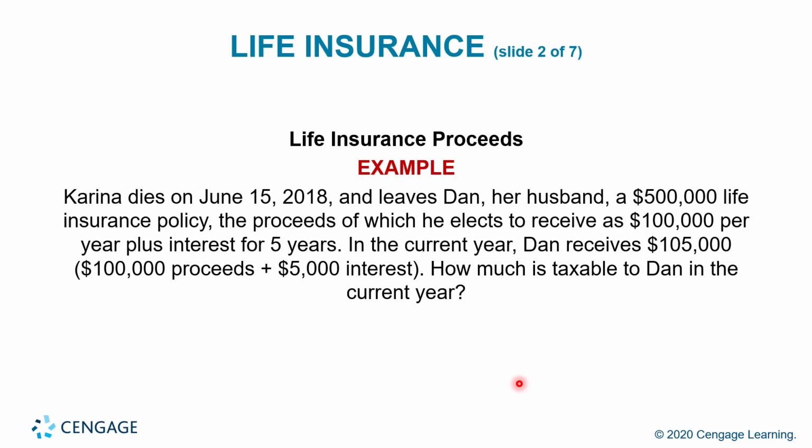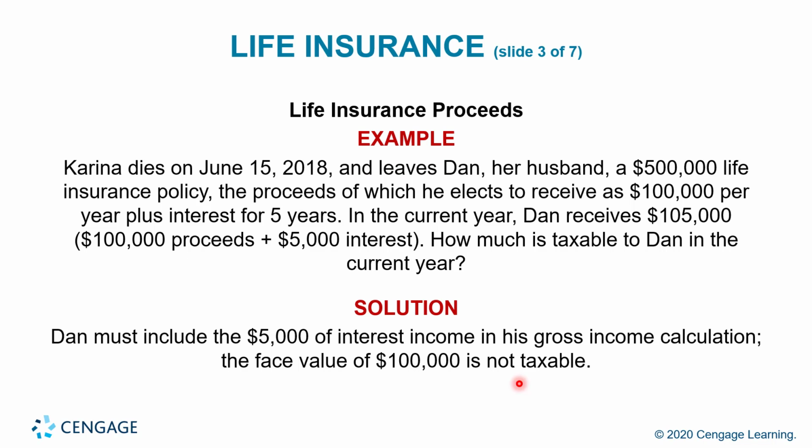And so Karina dies on June 15, 2018, and leaves Dan, her husband, a $500,000 life insurance policy, the proceeds of which he elects to receive as $100,000 per year plus interest for 5 years. In the current year, Dan receives $105,000. And so $100,000 of the proceeds plus $5,000 in interest. So how much is taxable to Dan in the current year?